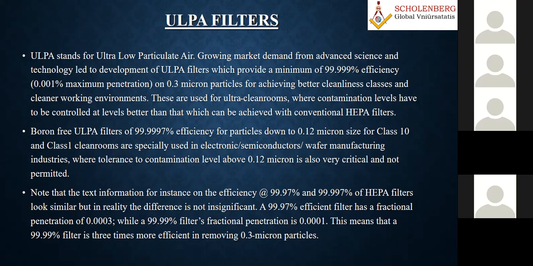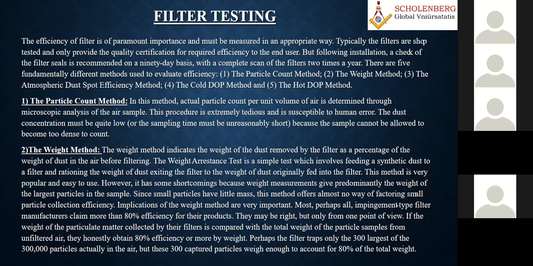And that's the test information. For example, efficiencies of 99.9% and 99.99% for HEPA filters look similar, but in reality, the difference is not insignificant. You see, a 99.9% efficient filter has a fractional penetration of this much, isn't it? While a 99.99% filter has a fractional penetration of this much. You see that? Still you are allowing this much penetration inside. So this means that a 99.99% filter is 10 times more efficient in removing 0.3 micron particles. Just for understanding only, I know you understand mathematical terms, but still I thought I should highlight it. This is what I'm coming to: filter testing.